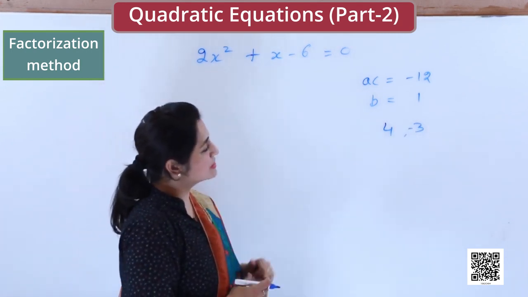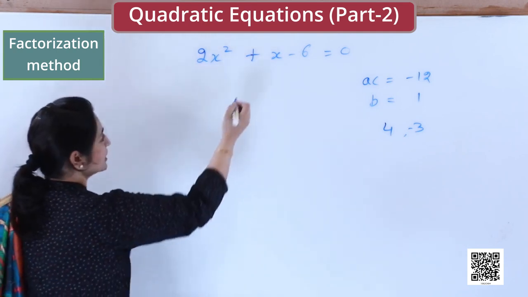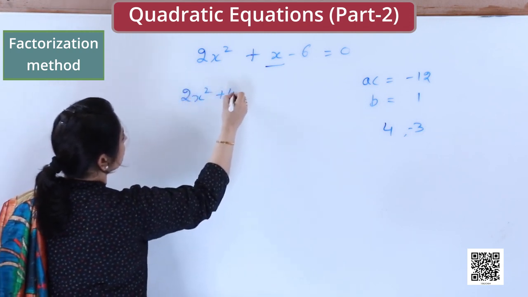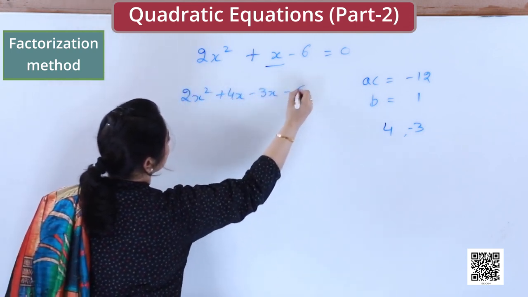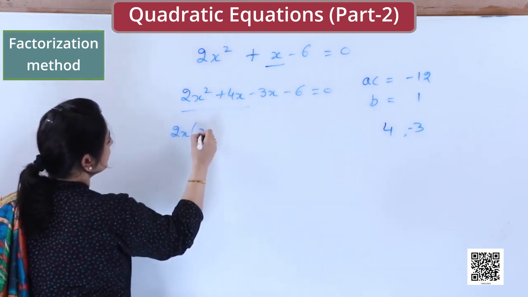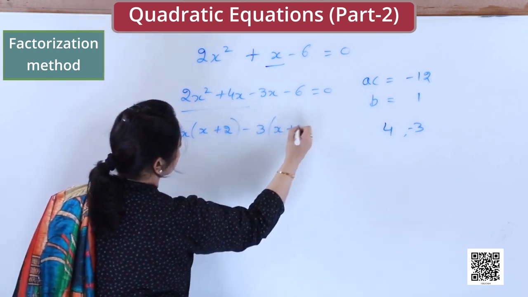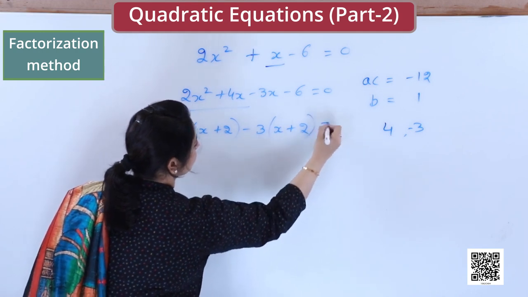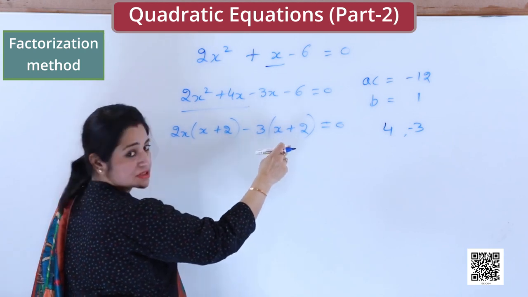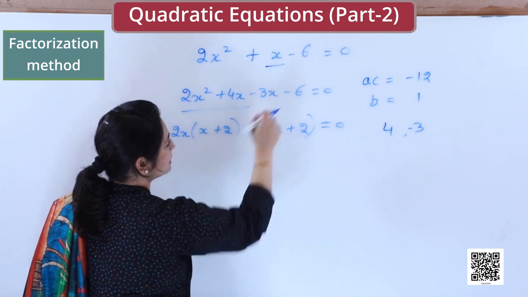So 4 and minus 3 will give us 1 as addition and minus 12 as the product. So now we can split this term as 4x and minus 3x. So 2x square plus 4x minus 3x minus 6 equals to 0. Now taking 2x common, we will have x plus 2 here, and minus 3 is common, and we will have x plus 2 here. We will write plus here because minus 3 has been taken as common, so inside we will get a positive sign, because if we multiply it again, we will get minus 3 multiplied by 2 will again make minus 6.